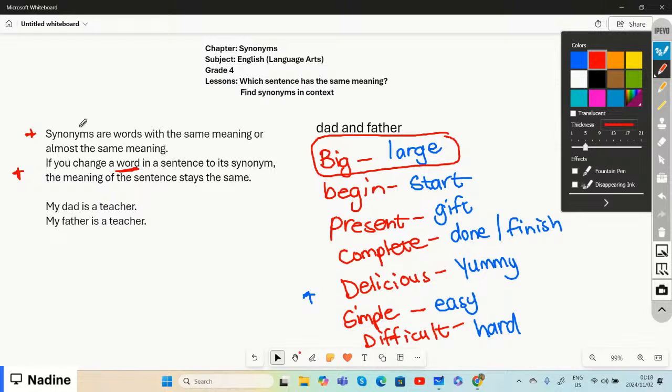And here we're going to look at an example. We made an example of our first synonym, which is dad and father. And here it says, my dad is a teacher, right? It's the same as saying my father is a teacher. The only thing we did was we changed the word, but yet the sentence stays the same.